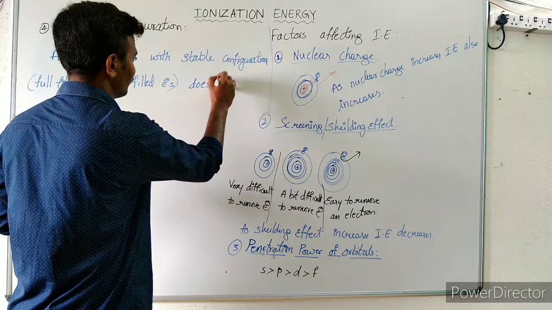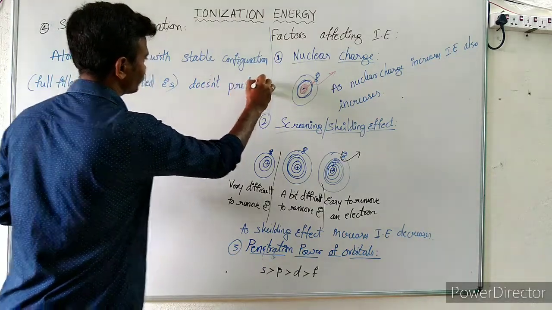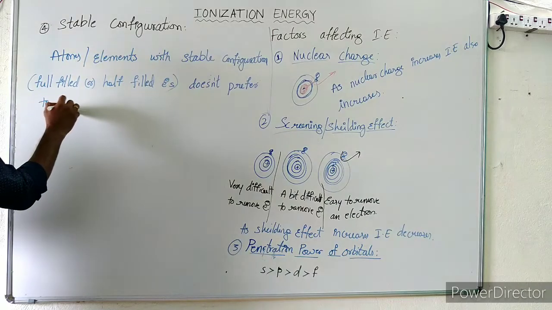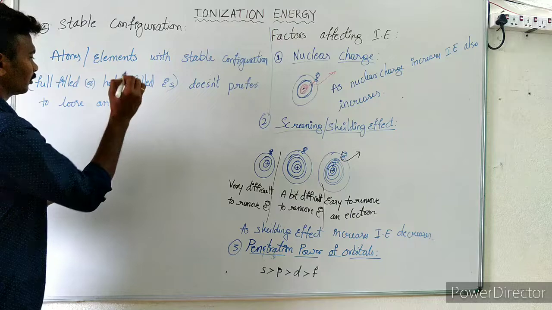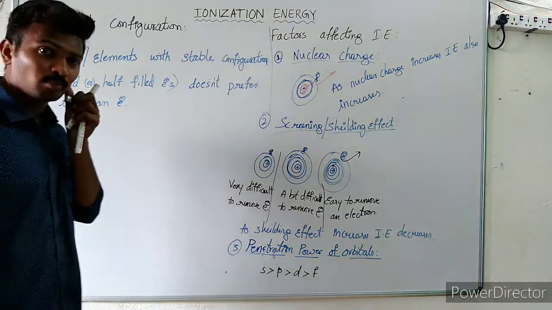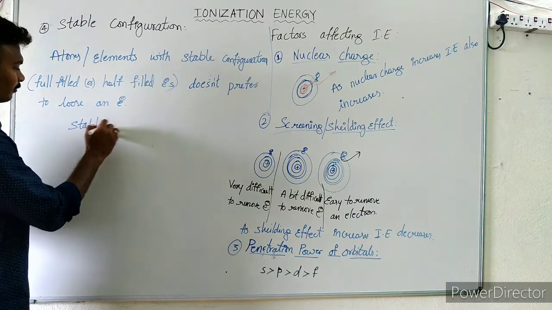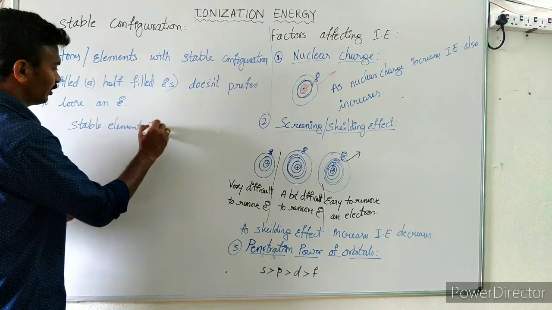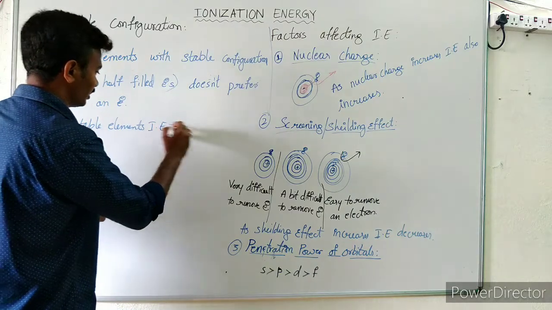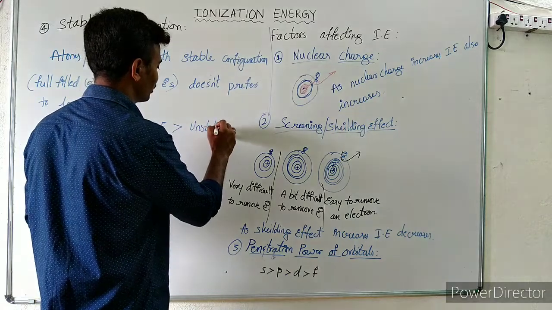doesn't prefer to lose an electron. That means they require more energy. So, stable elements' ionization energy is greater than unstable elements.